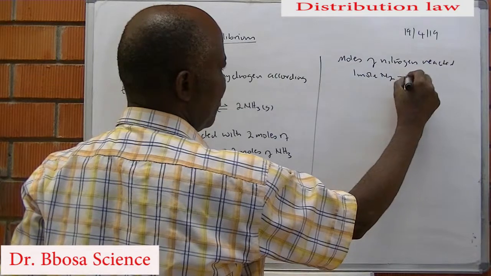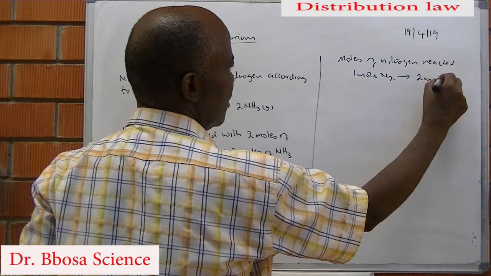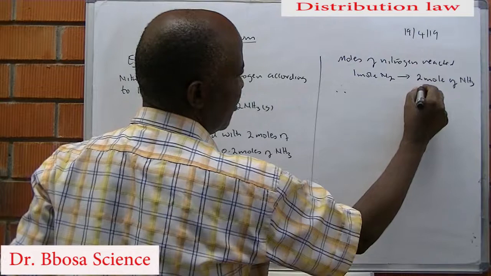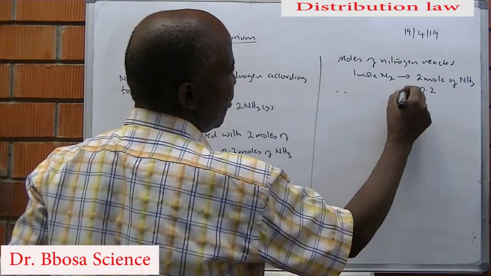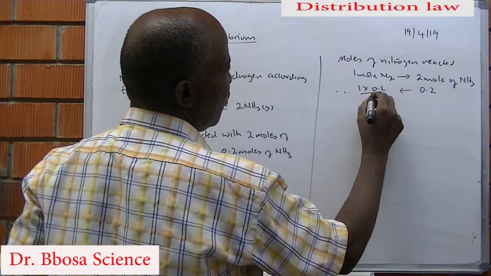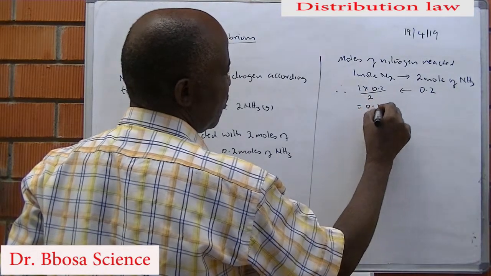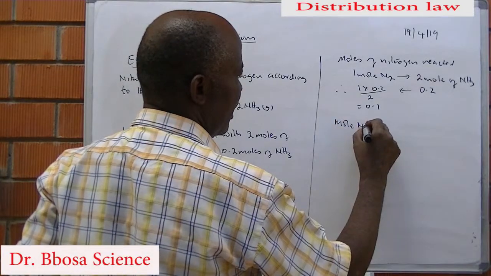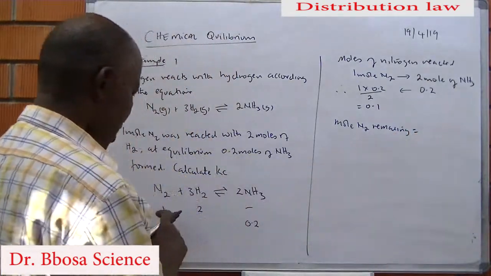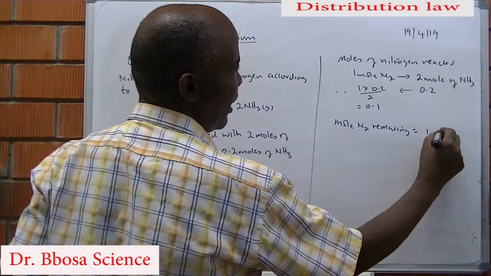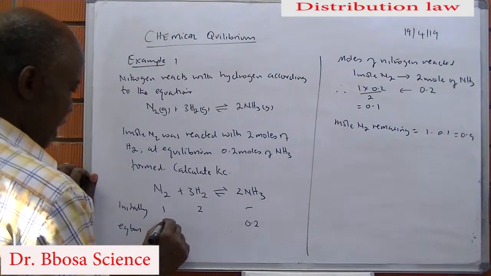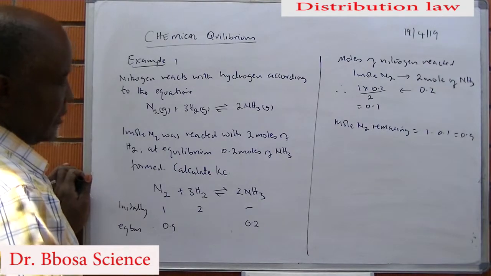We said that 1 mole of nitrogen forms 2 moles of ammonia, NH3. Therefore, 0.2 moles of ammonia will require 1 times 0.2 over 2, which is equal to 0.1. Therefore, moles of nitrogen remaining will be equal to 1, which was originally there, minus 0.1, which is equal to 0.9. So 0.9 moles of nitrogen remained.